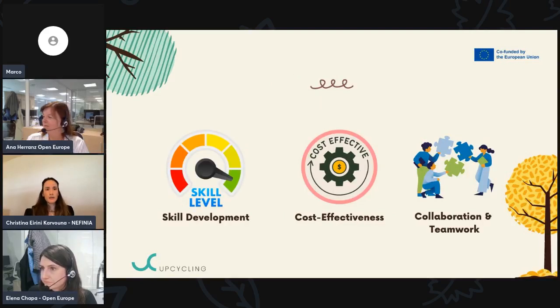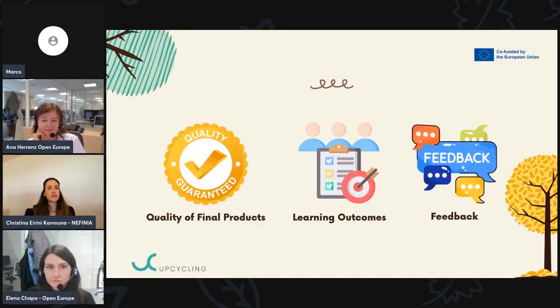Moving on to skills development, which measures the acquisition of practical skills such as craftsmanship, problem solving, and teamwork. Cost effectiveness analyzes the resources used in upcycling compared to the financial and environmental benefits. Collaboration and teamwork evaluates the level of cooperation and communication among students during the whole process of the upcycling projects. Quality of final products assesses the quality, durability, and functionality of the upcycled products created by the students.